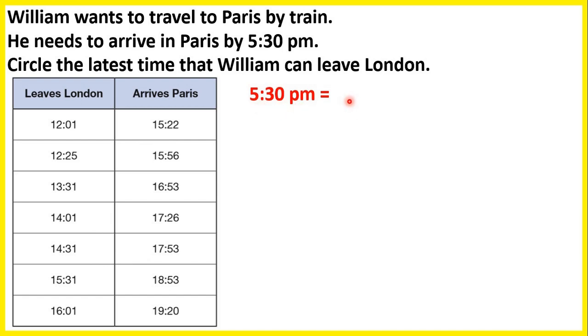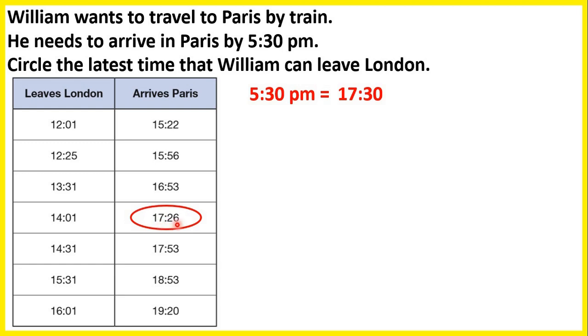in 24-hour clock time. Well, that's 17:30, because we add 12 to the number of hours if we have a p.m. time, and 5 plus 12 is 17. So he needs to arrive in Paris by or before 17:30. So this train here that arrives at 17:35 will be too late. So he needs to get the train that arrives in Paris at 17:26.